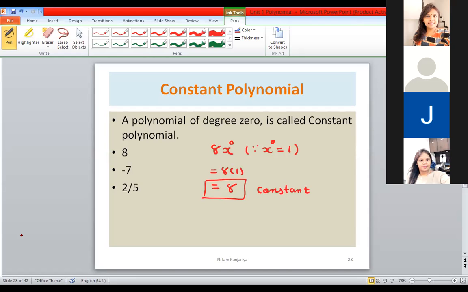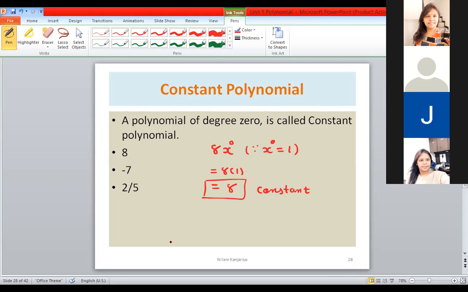When the degree of the x variable is 0, then you can say the given term is a constant polynomial. So these are polynomials also. If you are given a number, you can say this is a polynomial, and this polynomial is known as a constant polynomial.